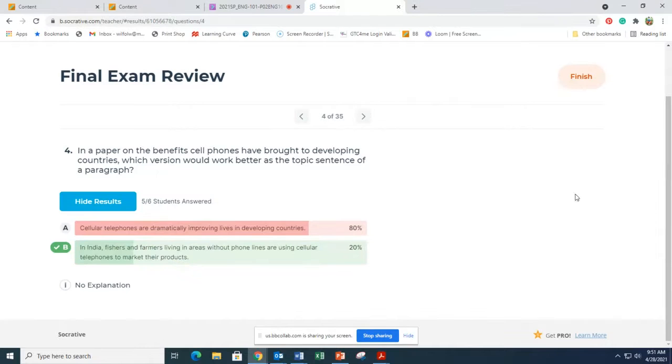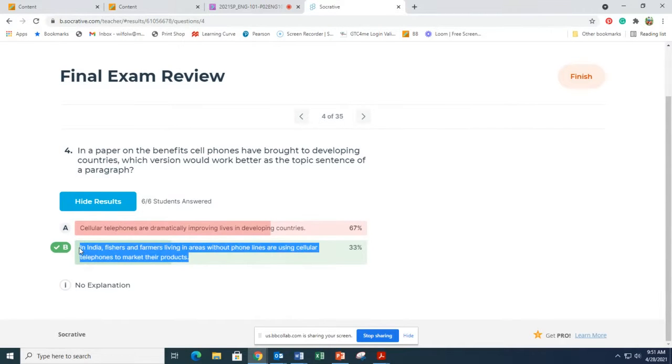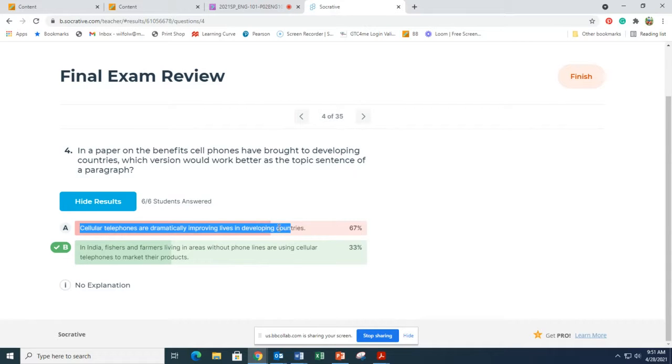Versus with B, you could write a paragraph about the ways that fishers and farmers have used cell phones to market their products. That sounds really interesting and cool. I'd love to hear more about that. But this isn't worthy of an entire essay, you could write a paragraph about it, versus this, which would require a whole essay.